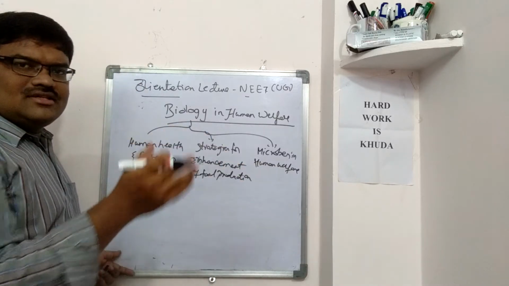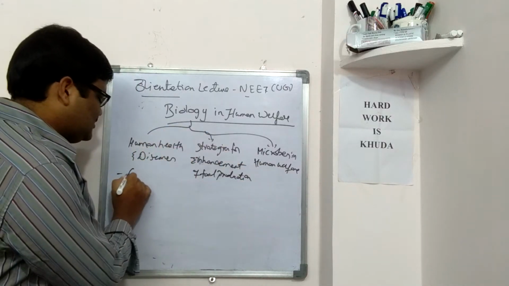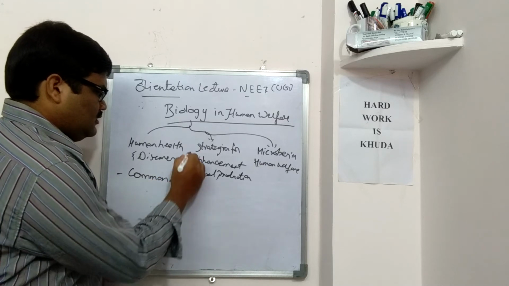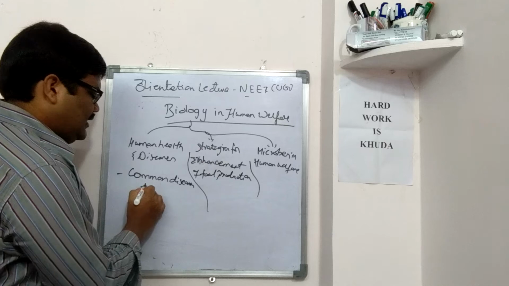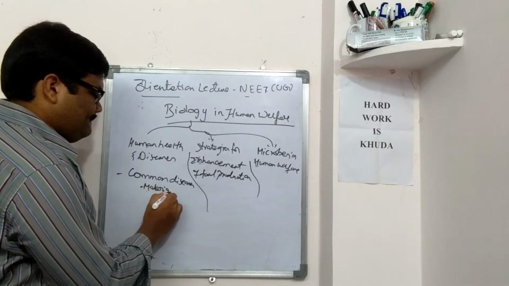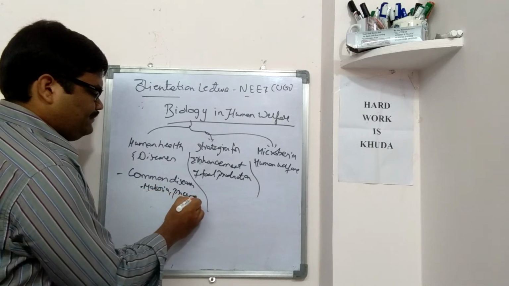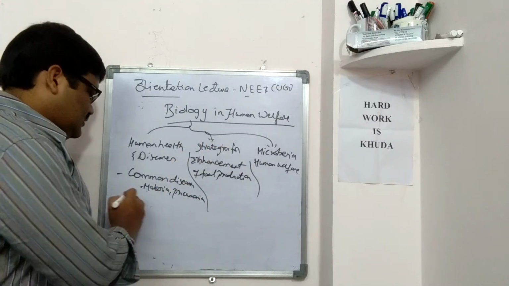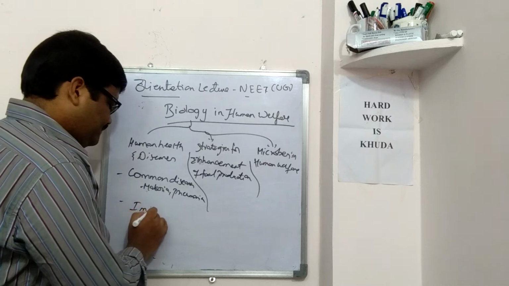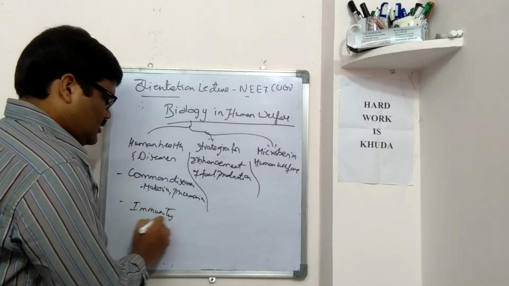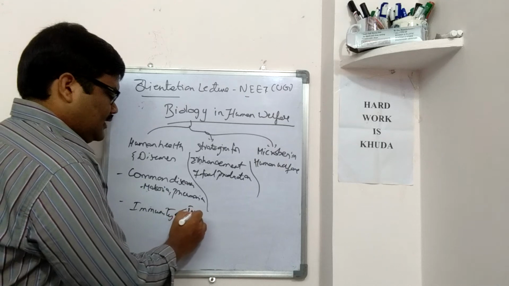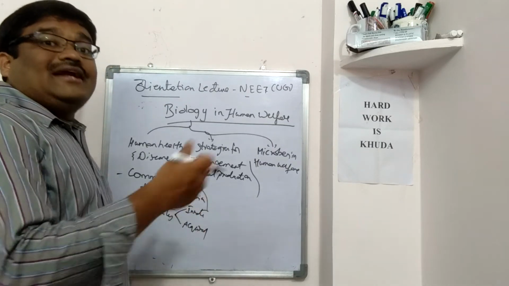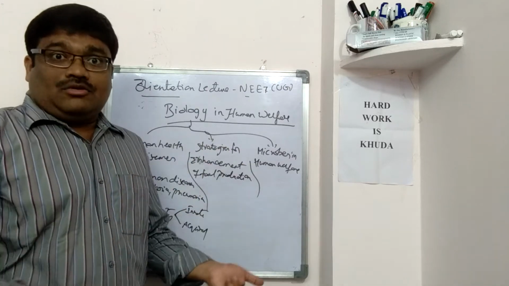In human health and diseases, we will discuss certain common diseases like malaria, pneumonia, filariasis, and ascariasis. Then immunity, with types like innate and acquired immunity, and different antibodies. For example, there are 5 types of antibodies, like IgG.